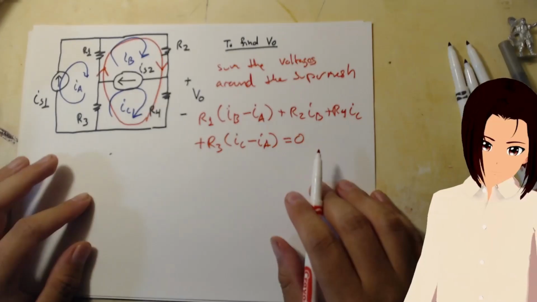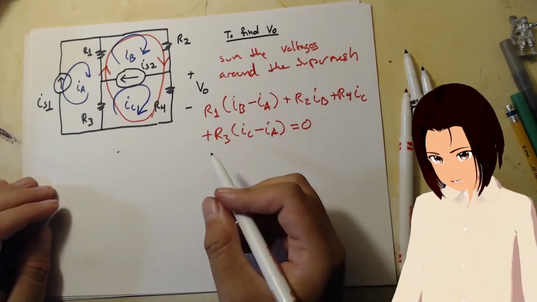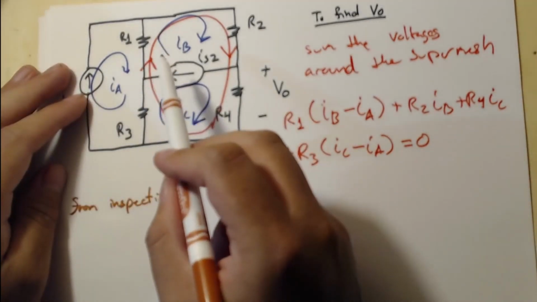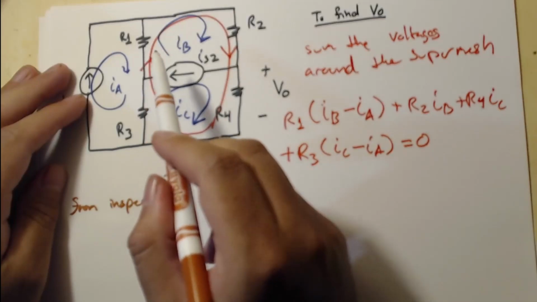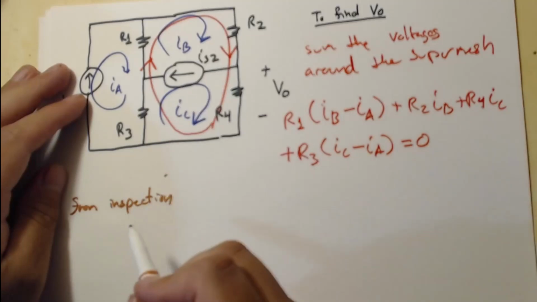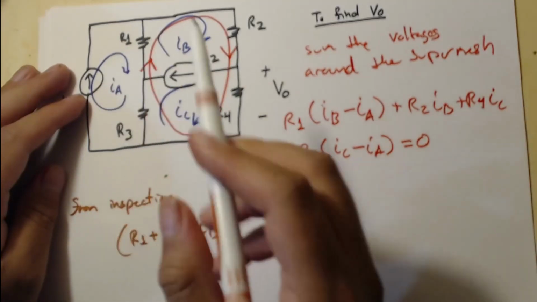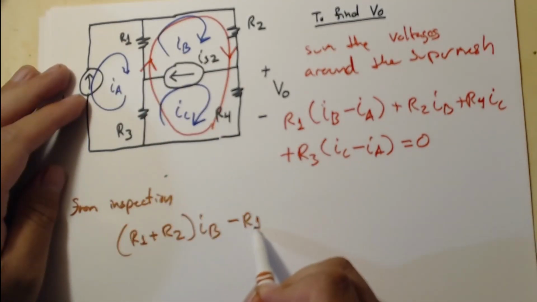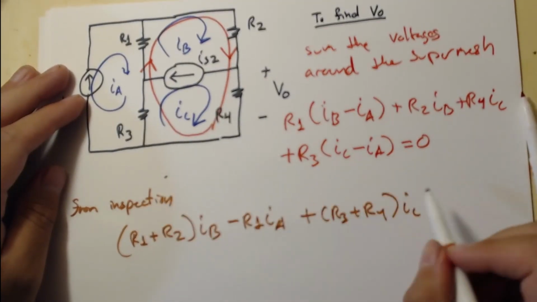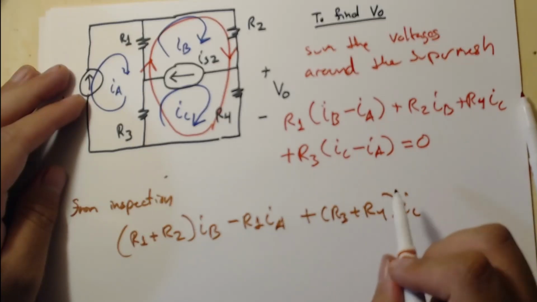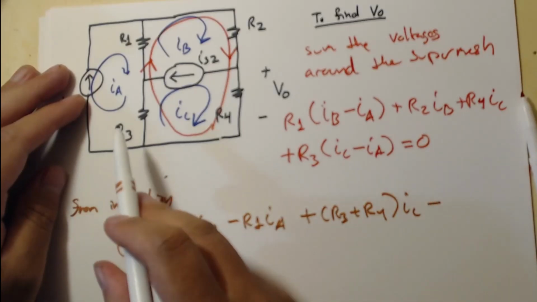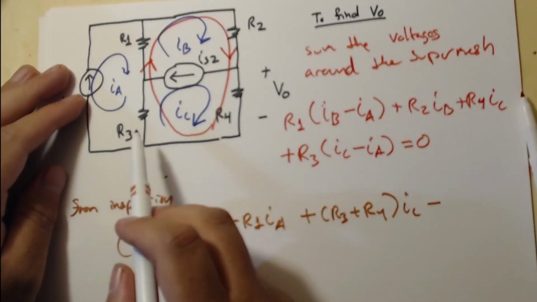Now if we did it from inspection, it's the same process. Going around, start here. In IB, we have R1 plus R2 times IB, and it shares R1 with IA, so we have minus R1 times IA. For IC, R3 plus R4. And there we have it. And then we're sharing IA with R3.